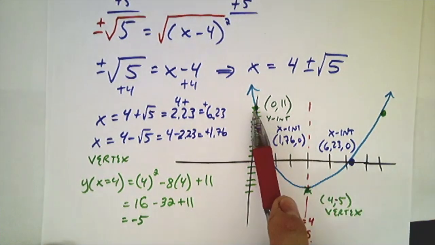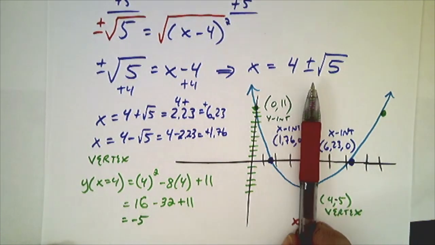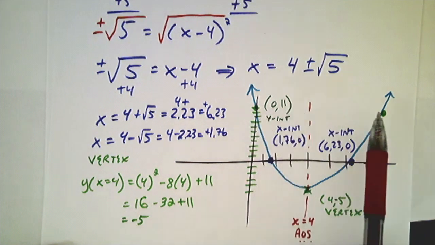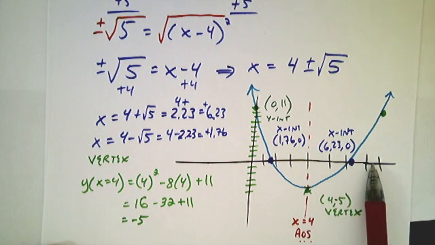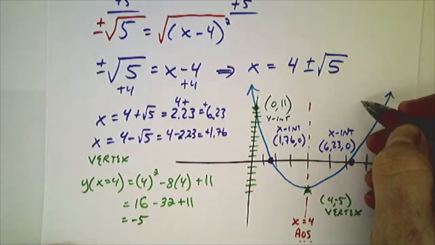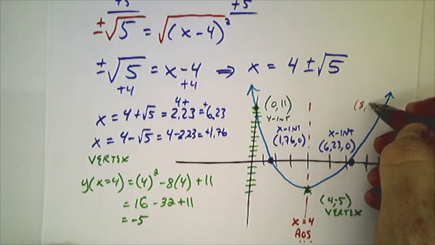And then this is a reflected point off the axis of symmetry. We can go from here across over to this side. So the same distance away at 4, this would also be 11. So I can add the point here. That would be 8, 11.